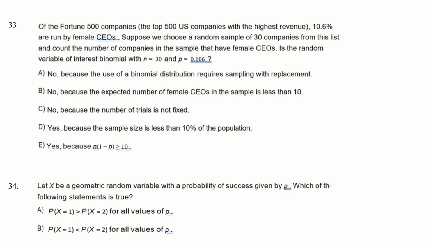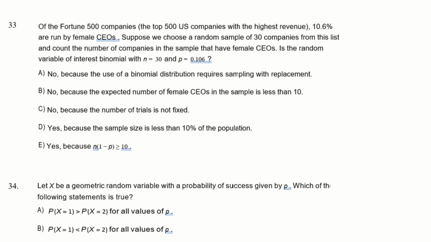All right, so it says of the Fortune 500 companies, the top 500 U.S. companies with the highest revenue, 10.6% are run by female CEOs. Suppose we choose a random sample of 30 companies from this list and count the number of companies in the sample that have female CEOs. Is the random variable of interest binomial with n equals 30 and p equals 0.106?